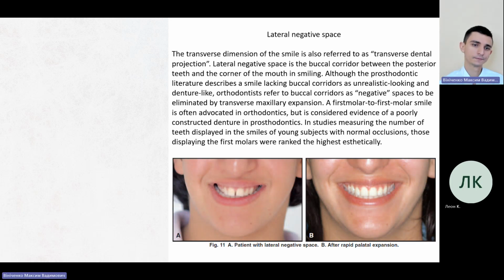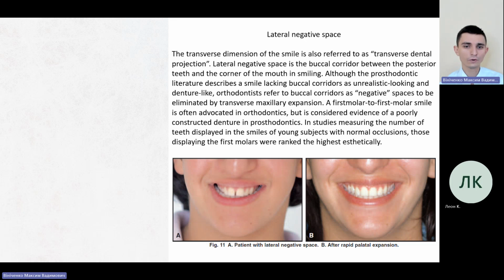Lateral negative space. The transverse dimension of the smile is also referred to as transverse dental projection. Lateral negative space is the buccal corridor between the posterior teeth and the corner of the mouth in smiling. Although the prosthodontic literature describes smiles lacking buccal corridors as unrealistic-looking and denture-like, orthodontics refers to buccal corridors as negative spaces to be eliminated by transverse maxillary expansion.